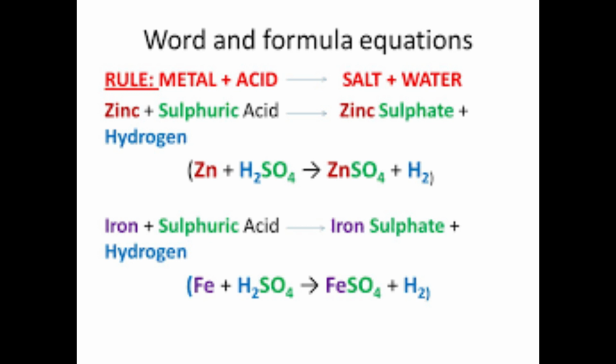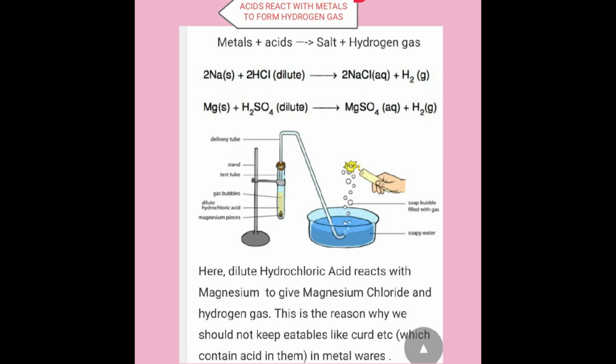Magnesium reacts with sulfuric acid to form magnesium sulfate and hydrogen gas. Mg is in solid state. H2SO4 is in dilute aqueous state, that is, in liquid form, and reacts to form magnesium sulfate in aqueous solution and hydrogen gas. This hydrogen gas also, when exposed to a burning candle, burns with a pop sound. This says that metals react with acids, or acids react with metals, to form salt and hydrogen gas.